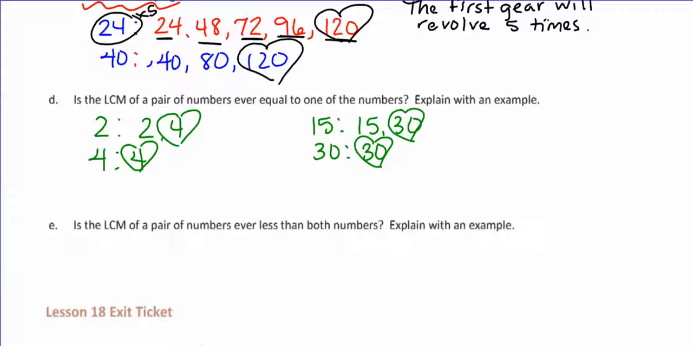Very good. You're a little hesitant to say it, but you're right. When one number is a factor of the other. So when 2 is a factor of 4, 15 is a factor of 30. Or you could say when the bigger number is a multiple of the smaller number. You could say it either way. All right? Yes.